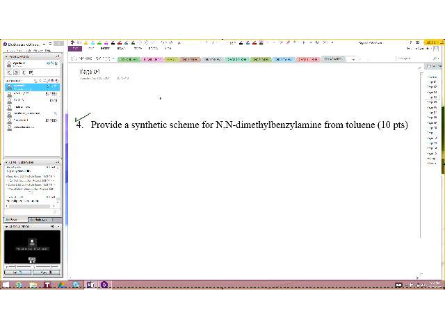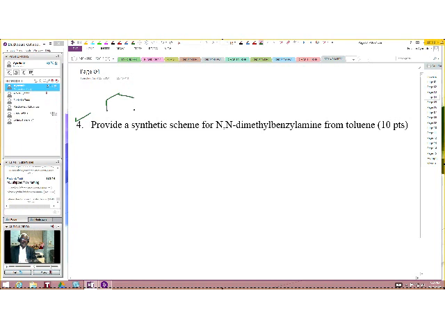Provide a synthetic scheme for N,N-dimethylbenzylamine from toluene. Okay, very good, and thank you. In other words, what do they want us to do here? They want us to go from toluene. This molecule here is called toluene.